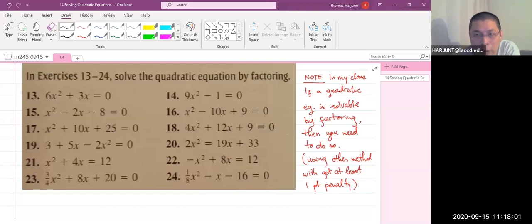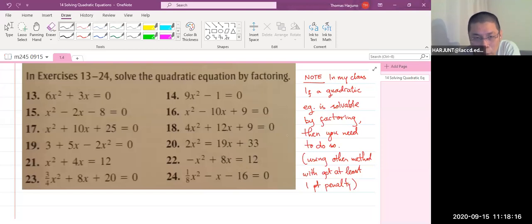Now, for me to prepare you to be that kind of student, this is the starting point. We start from here. And how do you know if a quadratic equation is solvable by factoring? Then try to factor it. Okay, try to factor it.